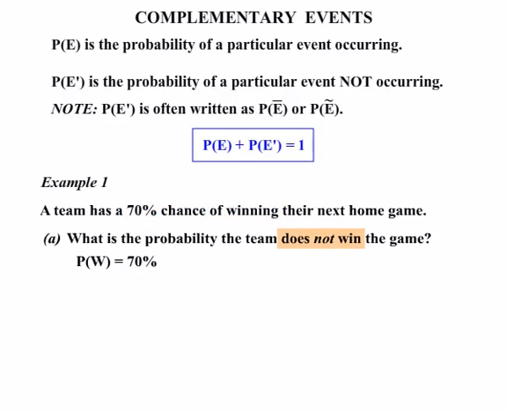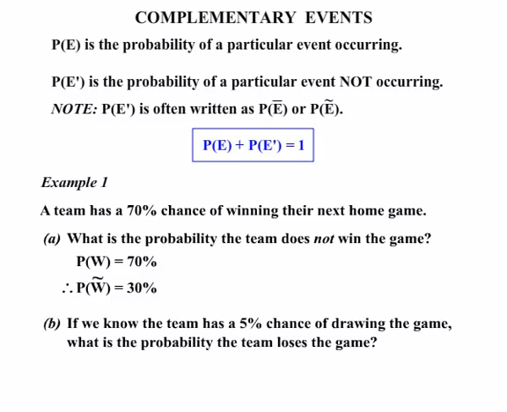Now we're looking for the probability that they do not win the game. So we're looking for P(W'). Well, that's going to be equal to 30%. And the reason we know that is because 70% plus 30% is equal to 100%, or 1 whole. Now let's have a look at part B.